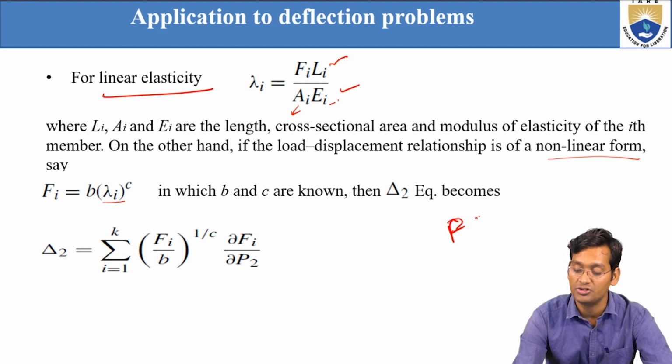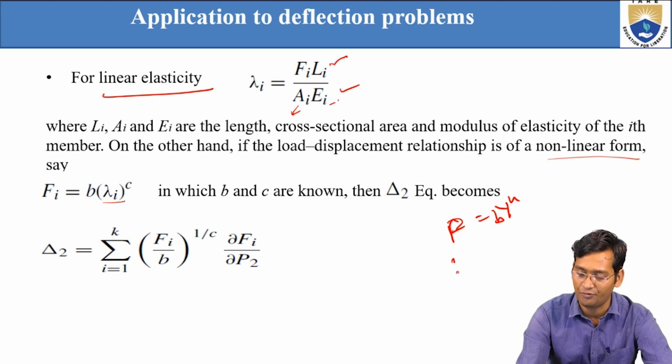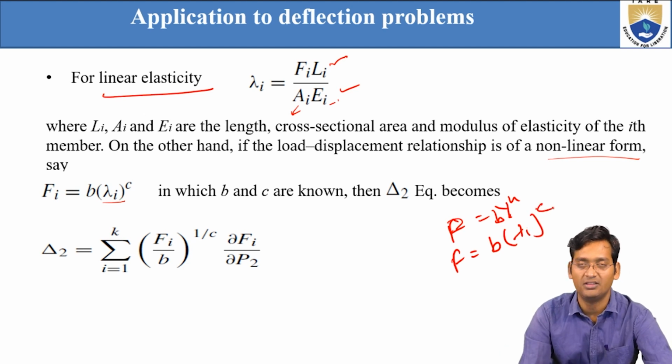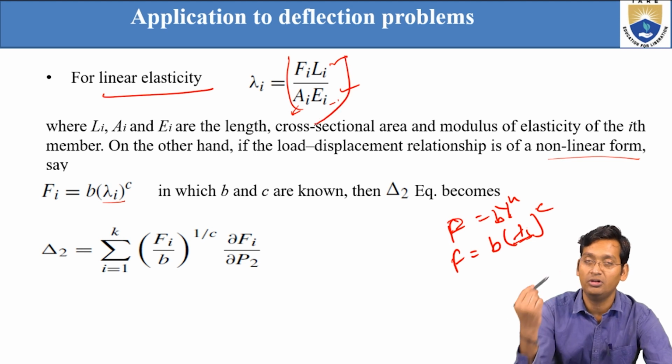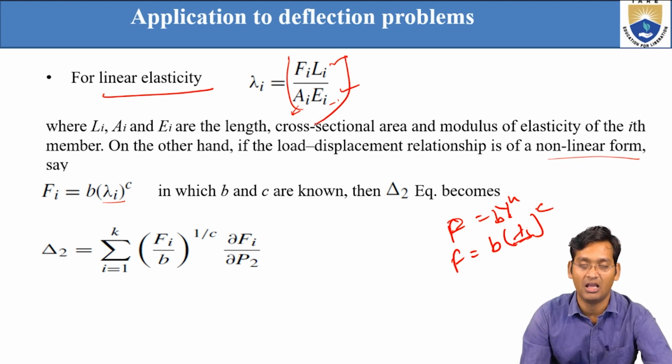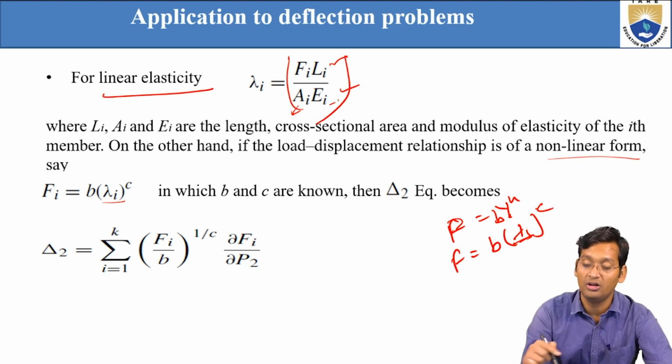That P equals B y to the power n. Similarly here, P is F. F equals B lambda I power C, where instead of y, the deflection or extension, we have lambda I, and instead of n we have C. It's the same. From here we can find lambda I. This is for non-linear, because the earlier formula is derived for linear only. We cannot use that lambda for non-linear, so we have to replace lambda in terms of the forces.